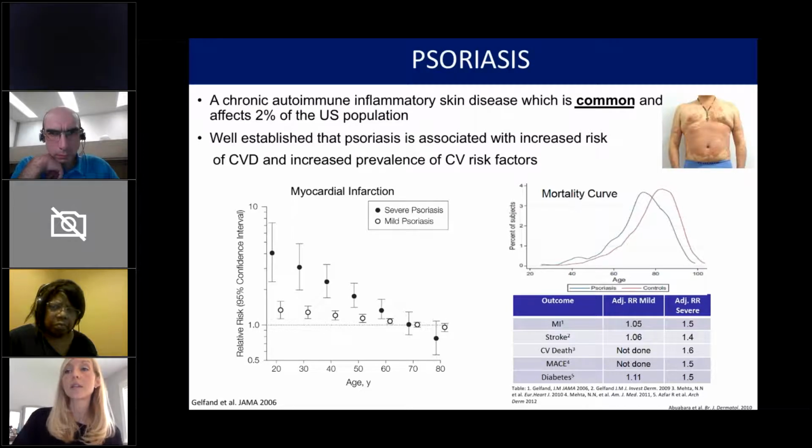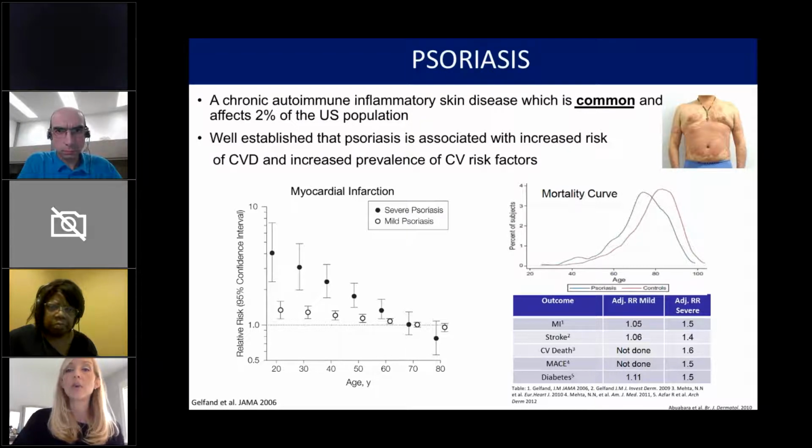It is well established that psoriasis is associated with an increased risk of CVD and increased prevalence of CV risk factors. Furthermore, prior work has suggested that even after controlling for these CV risk factors, there is an increased risk. However, the mechanisms by which psoriasis leads to increased CVD is still not entirely clear.